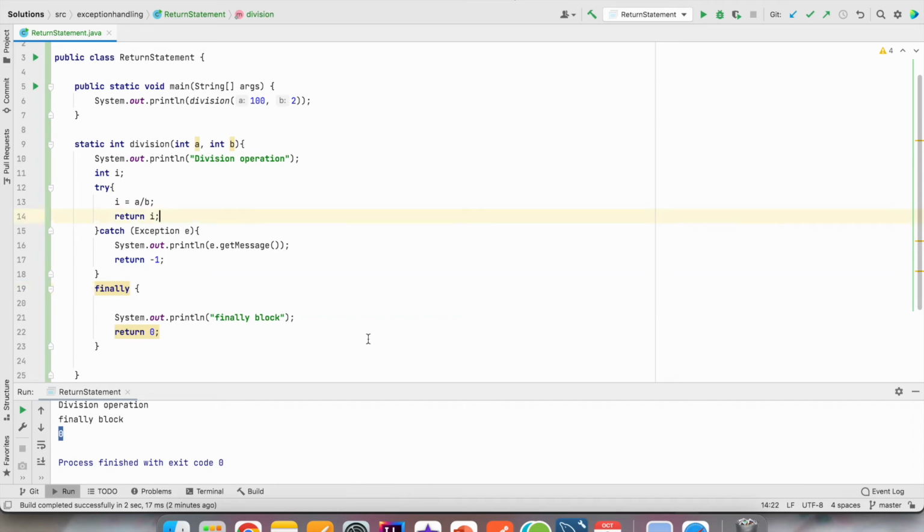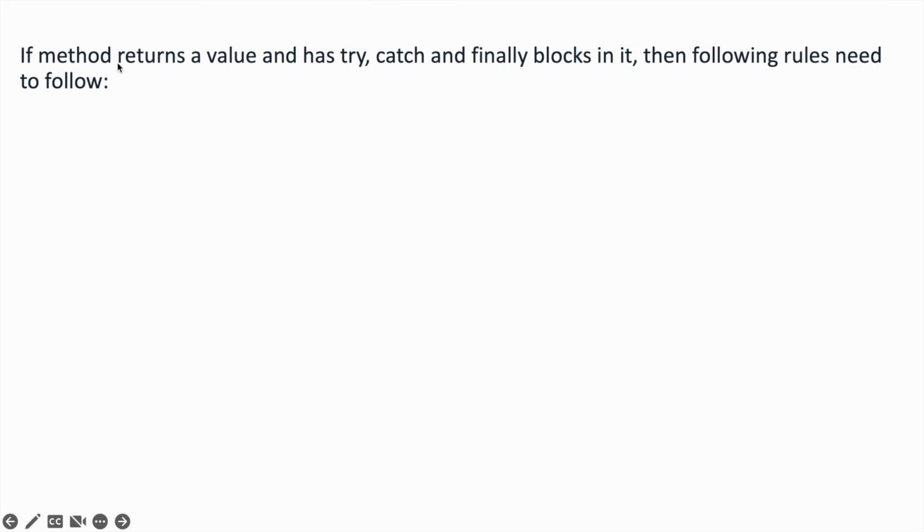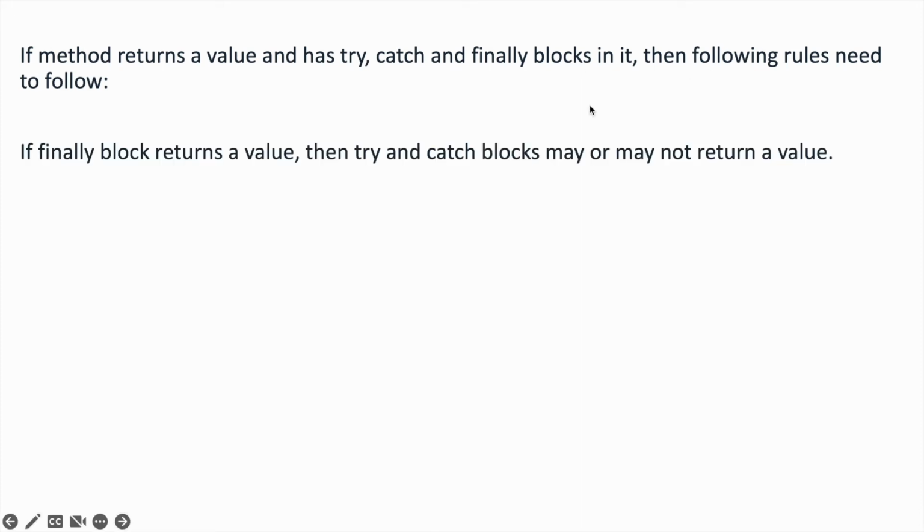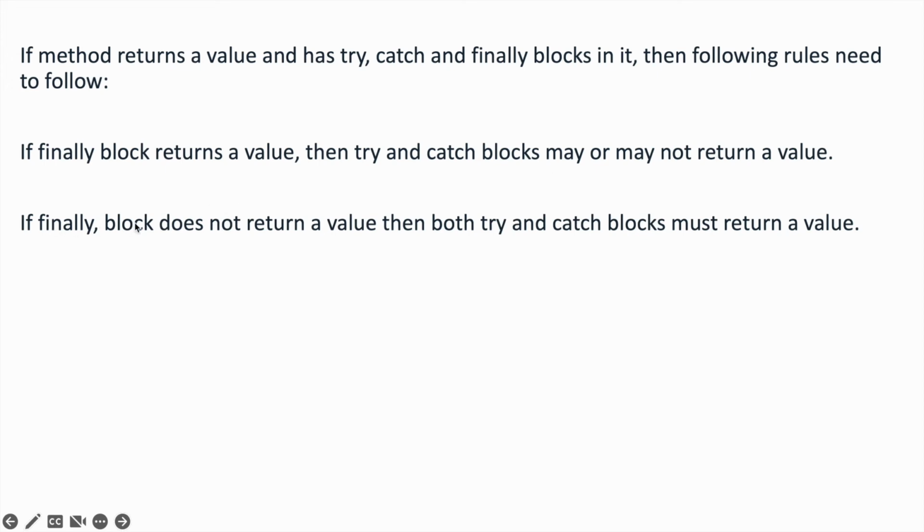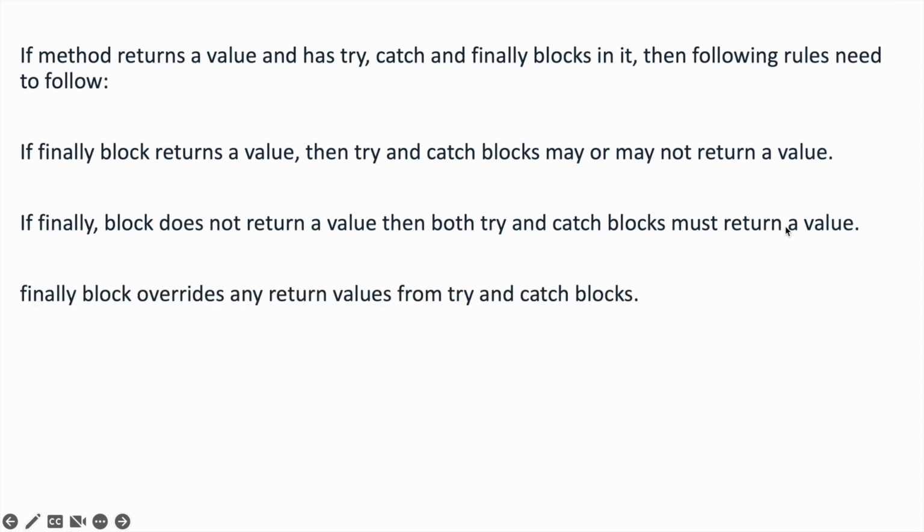Let us summarize what we have discussed so far. If a method returns a value and it has try, catch, and finally blocks in it, then it needs to follow the below rules. If the finally block returns a value, then the try and catch blocks may or may not have a return value. If the finally block does not return a value, that means it does not have a return statement, then both try and catch blocks must return a value.